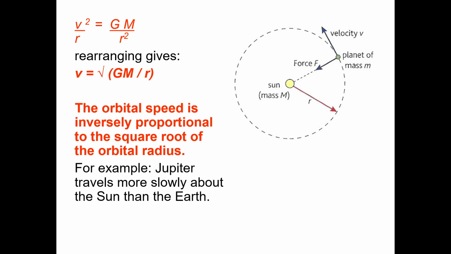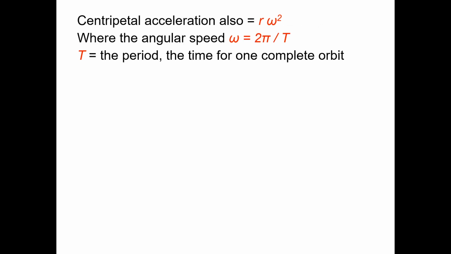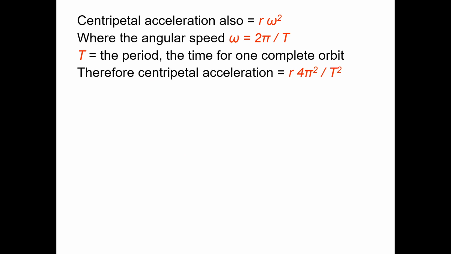So this is an interesting equation. It explains why Jupiter travels more slowly about the Sun than the Earth. Something at GCSE that we might talk about, but we're not really explaining why, and this explains why. Now you can also look at centripetal acceleration and derive Kepler's third law as well.